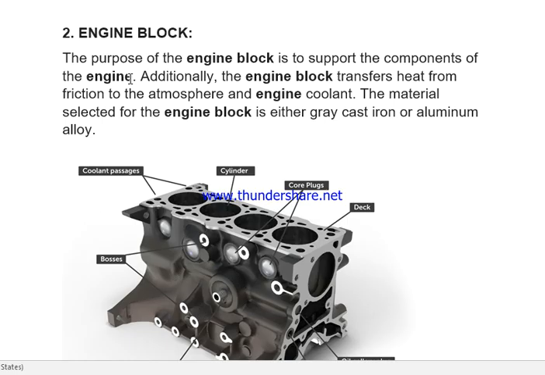The components it helps to support are firstly the piston, connecting rods, and the crankshaft. That is some components they said here. It helps to support the components of an engine: piston, connecting rod, and the crankshaft. Those are components that are combined into the engine block. You have to know it.